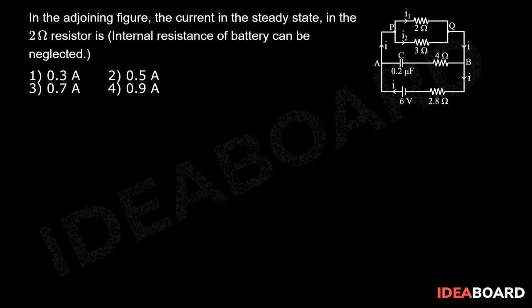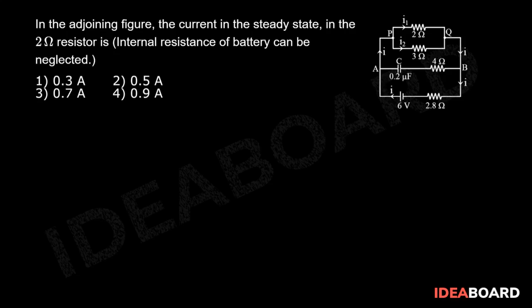In the adjoining figure, the current in the steady state in the 2 ohm resistor is... internal resistance of battery can be neglected. Now analyze the figure first of all, and one thing, they are talking about steady state, right? So what do you mean by steady state? This terminology is for capacitors, right? So capacitors, what do you mean by steady state in capacitor?